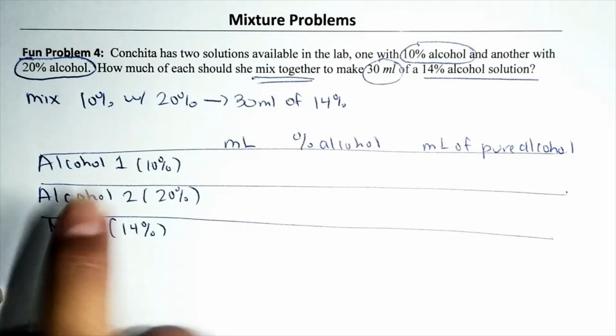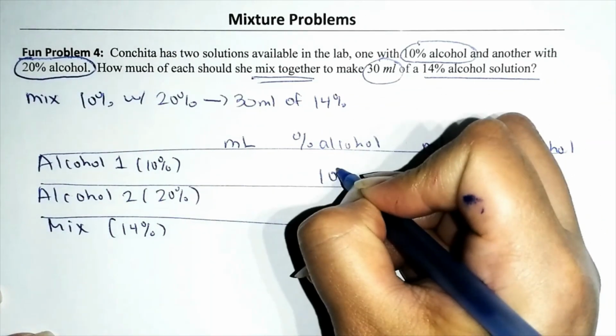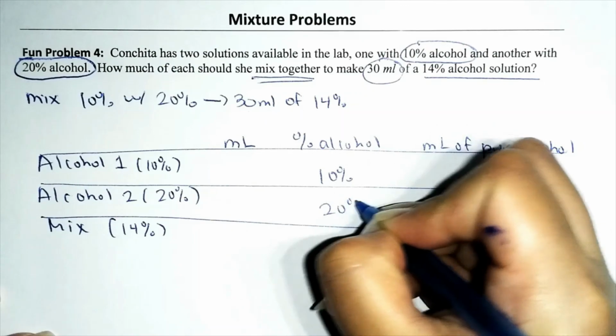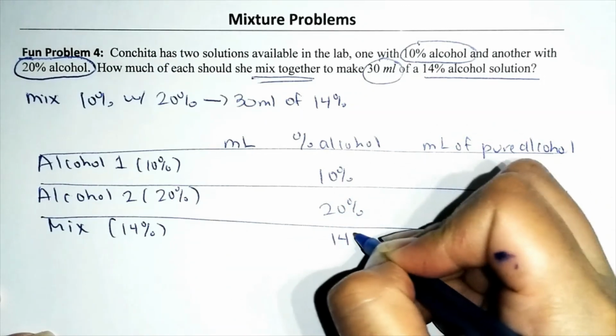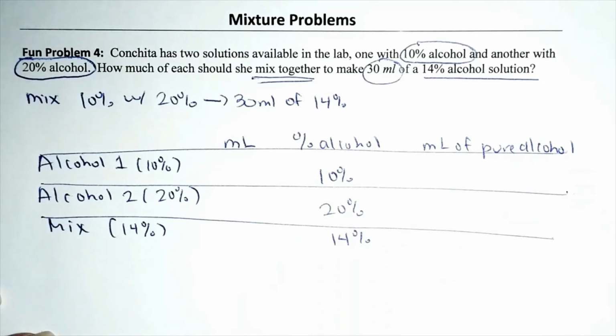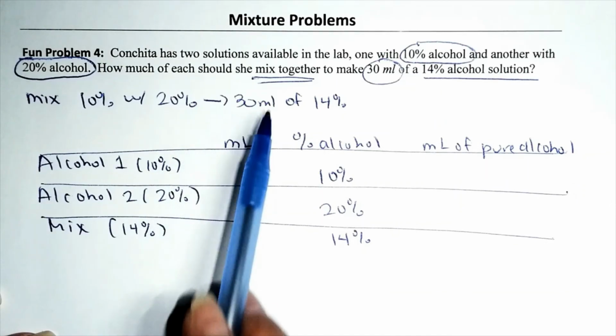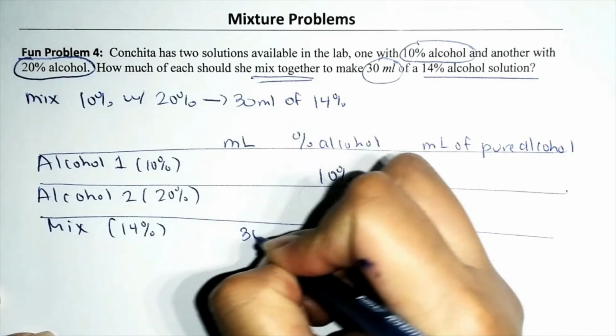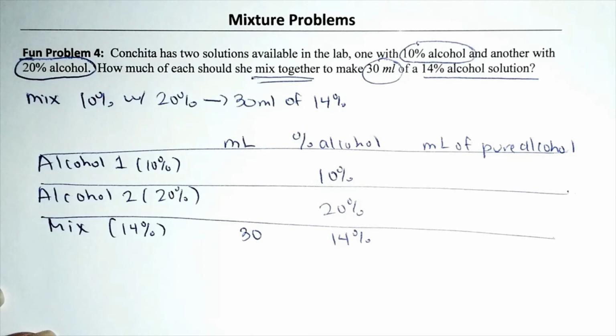Let's go ahead and plug in what we know, and if you put the strengths in parentheses, you can do that right now. So we have 10%, 20%, and the mix is 14%. I saw 30 somewhere, and that's associated with the mix. So all the numbers from the prompt have been given, so we just need to write expressions for whatever we can, and then use our imagination to complete the rest of the table.